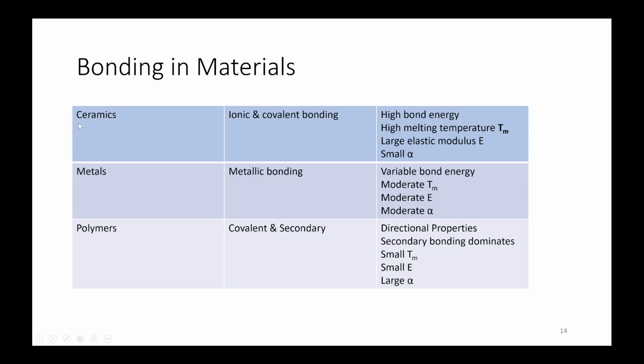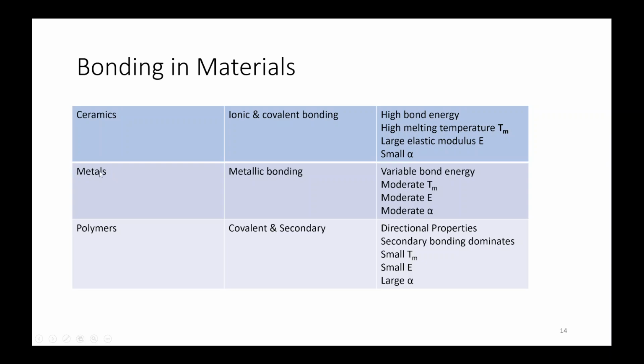Now these are various materials, their type of bonding, and what type of properties come because of this bonding. Now in case of ceramics, we have ionic and covalent bonding. In this case, these have very high bond energy. So this leads to their high melting temperatures. As we know, we use ceramics for making refractories and bricks and all. So these have very high melting temperature. And these also have large elastic modulus. And these have very small alpha. Alpha is what? Your thermal expansion coefficient. So these won't expand much when they are heated.